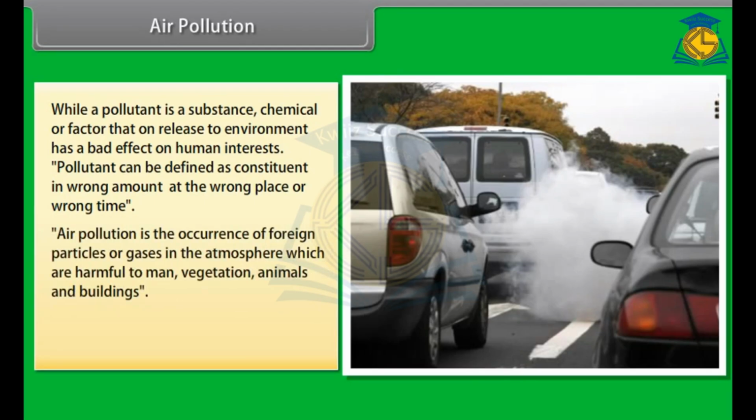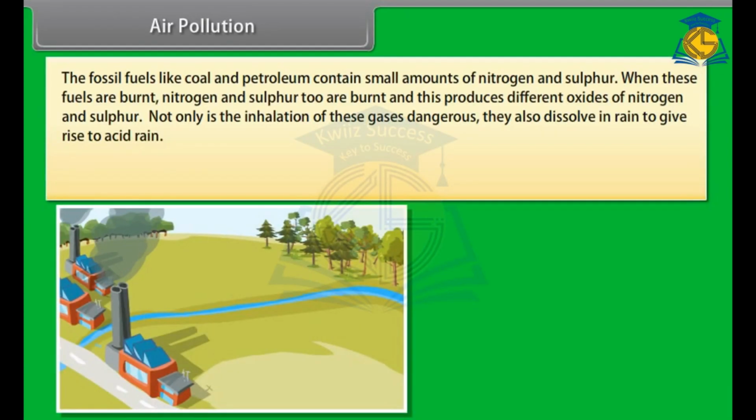Air pollution is the occurrence of foreign particles or gases in the atmosphere which are harmful to man, vegetation, animals and buildings. Air pollution is caused mainly due to combustion of fossil fuels. The fossil fuels like coal and petroleum contain small amounts of nitrogen and sulfur. When these fuels are burnt, nitrogen and sulfur too are burnt, and this produces different oxides of nitrogen and sulfur.